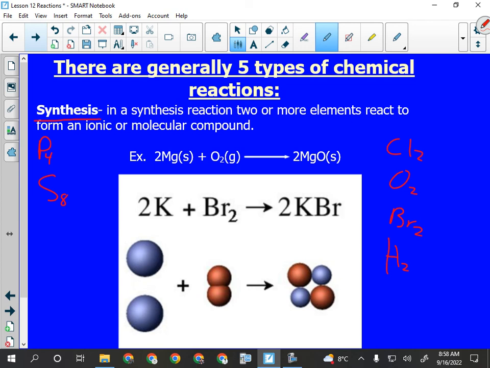If you didn't write those down, you really, really should. You need to know which elements come as pairs. So you've got the big 7, phosphorus, sulfur, and hydrogen. So there's 10 to know.